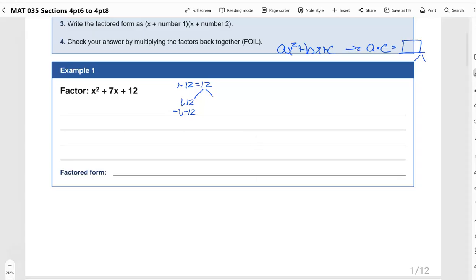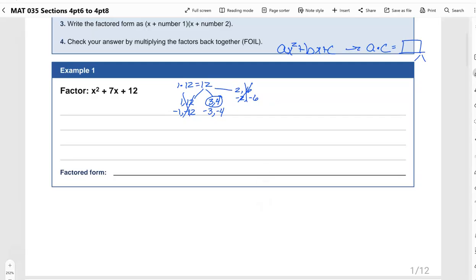Or we have 3 times 4, or negative 3 times negative 4. Or we have 2 times 6, or negative 2 times negative 6. So which combination, if I add the numbers together, will give me that 7? Well, it's not 1 plus 12 because that's 13. And negative 1 plus negative 12 is negative 13. 3 plus 4 is going to work because that's going to give me the 7. I can't use negative 3 and negative 4 because that gives me a negative 7 and I need a positive. And then the 2 and 6 aren't going to work either.